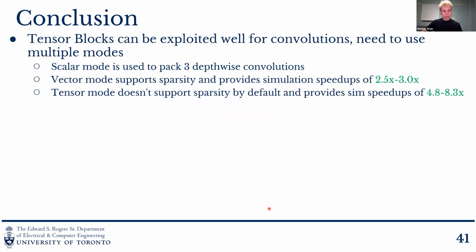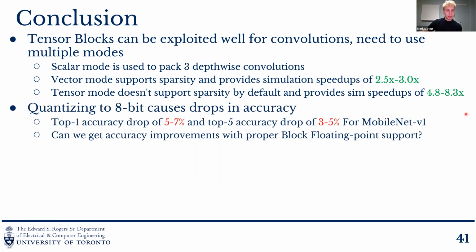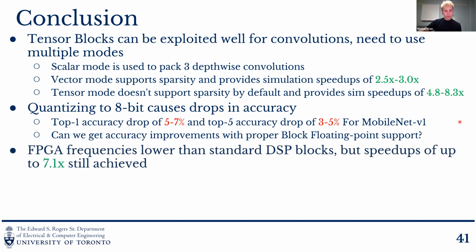In conclusion, tensor blocks can be exploited well for convolutions, but we need to use multiple modes. Scalar mode is used to pack 3 Depthwise convolutions, except for block floating point, where we use tensor mode. Vector mode supports sparsity and provides simulation speedups of up to 3x. Tensor mode does not support sparsity, but provides simulation speedups of up to 8x. Quantizing to 8-bit causes a bit of a drop in accuracy, but there's still an open question here: can we get better accuracy improvements with proper block floating point support? FPGA frequencies are lower than standard DSP blocks, but we still have speedups of up to 7.1x.